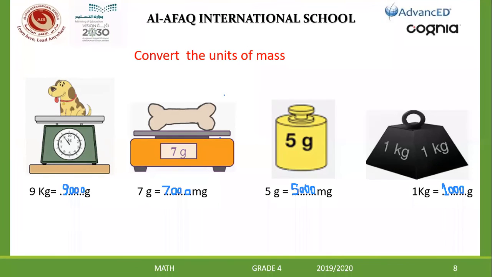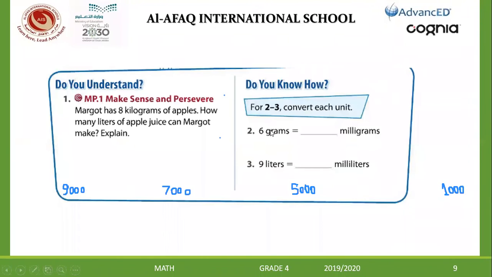Okay, with me here in the book. We are going to start solving from number 2. Quickly with me here. As we know, to convert each unit from gram to milligram, we have to multiply by, great, 1,000 because each 1 gram equals 1,000 milligram. What about 6 grams? Repeat this 1,000 6 times, you will get what? Great, you will get 6,000 milligram.